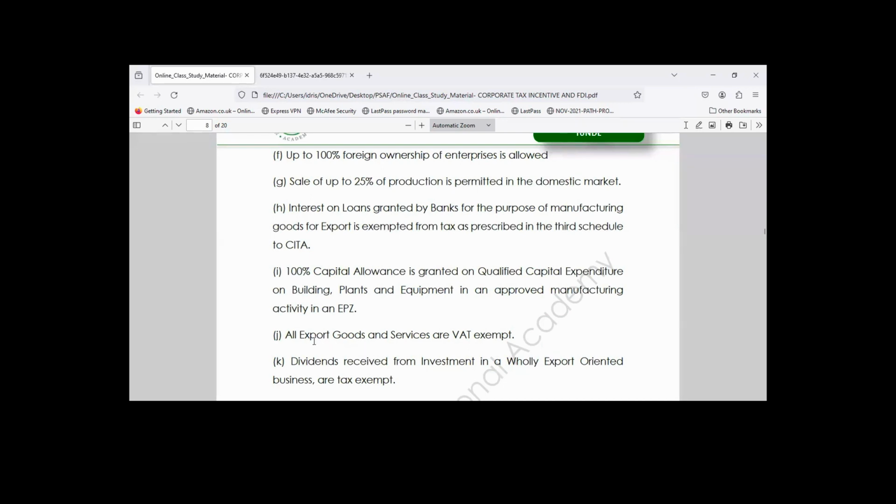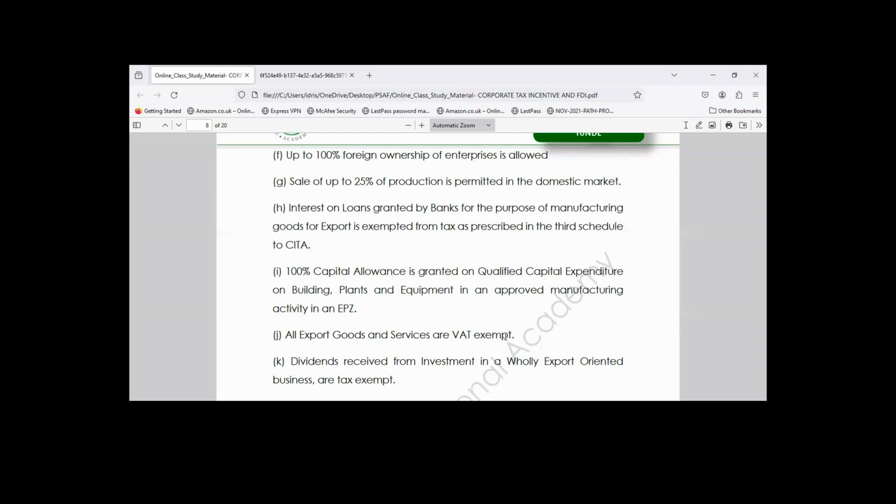Apart from that, all export goods and services are what? VAT exempted. When you export goods and services, you will not add VAT to it. All the goods and services that you manufacture in Nigeria, you now export outside Nigeria. When you want to sell it outside Nigeria, you will not add VAT to it.